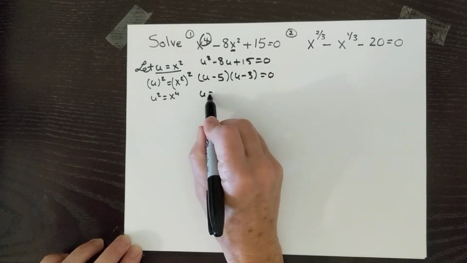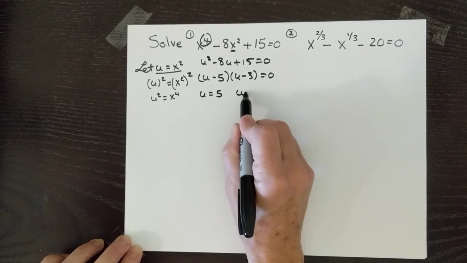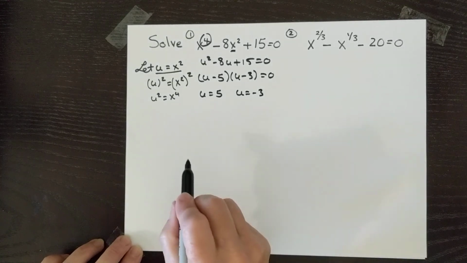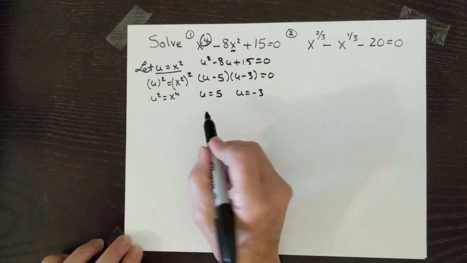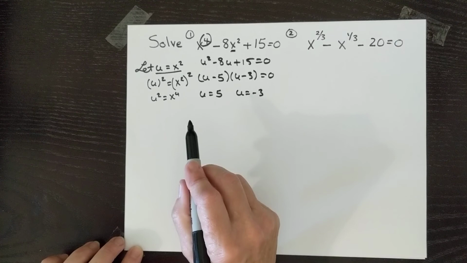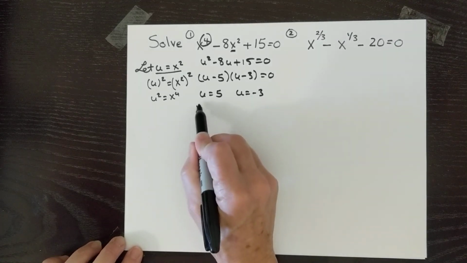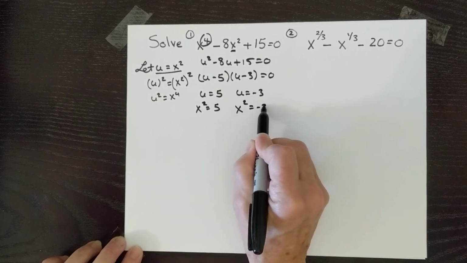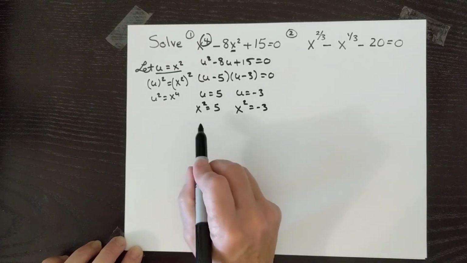Then you say, okay, U is equal to 5, and U is equal to negative 3. And then you say, well, what did U really equal? U really equals x squared. So then you would substitute this back in terms of the given variable, which is x squared. So we'd say x squared is equal to 5, and x squared is equal to negative 3. Then you would solve for x.